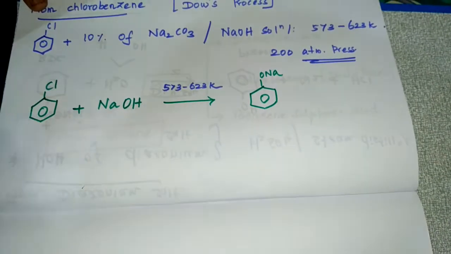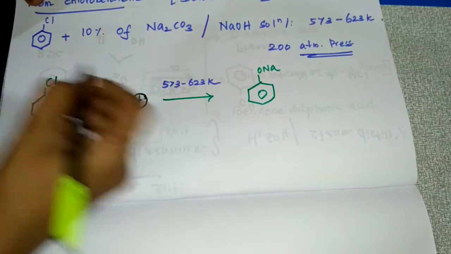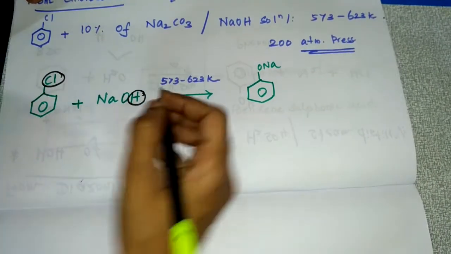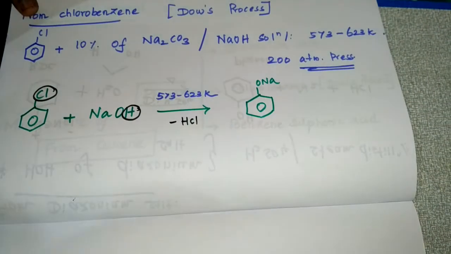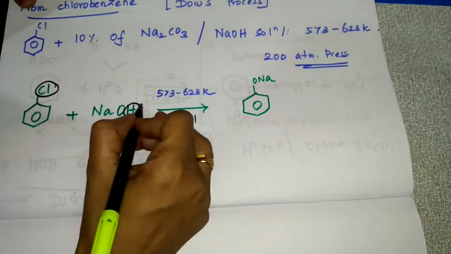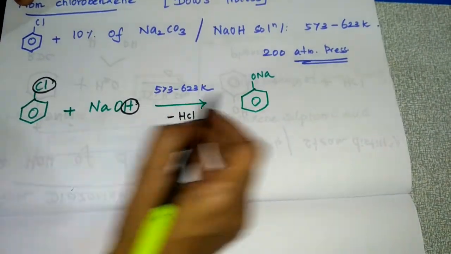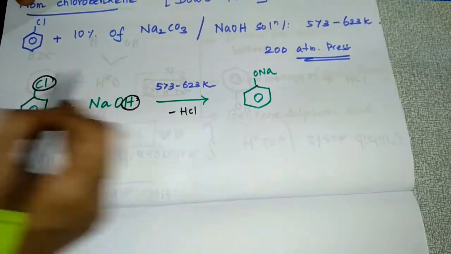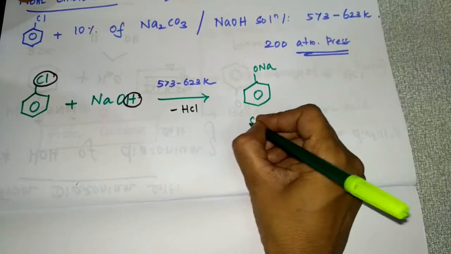So how do you get sodium phenoxide? Here H and Cl get removed as HCl. All these mechanisms I already explained in haloarenes. H and Cl combine and get removed as HCl, and ONa takes the place of the Cl. So the product formed is sodium phenoxide.